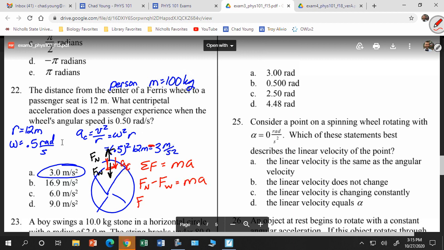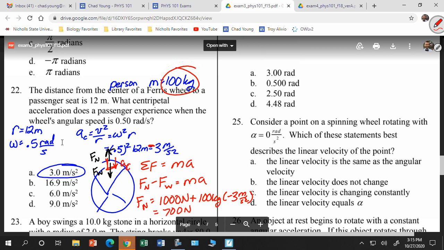So my normal force is equal to the weight. That's 1,000 newtons. I just did 100 times 10. Right, that's the normal force the person would feel if there was no spinning motion at all, plus the mass, which is 100 kilograms, times the acceleration, which is negative 3 meters per second squared. And so that's going to be 700 newtons.